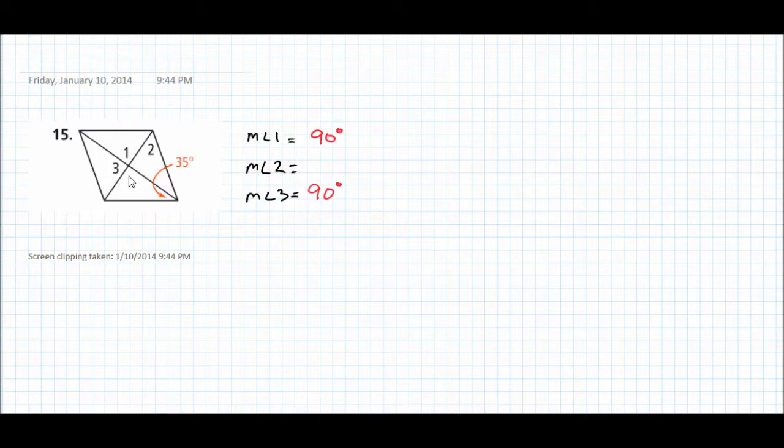Again, we can prove on a rhombus all four of these triangles are congruent. So we can say that angle right there is 90 degrees, and we know the diagonals also bisect the angles. So where angle 2 is, we'll redraw that triangle. I have an angle 2, I have a right angle, and I have the opposite angle of 35.